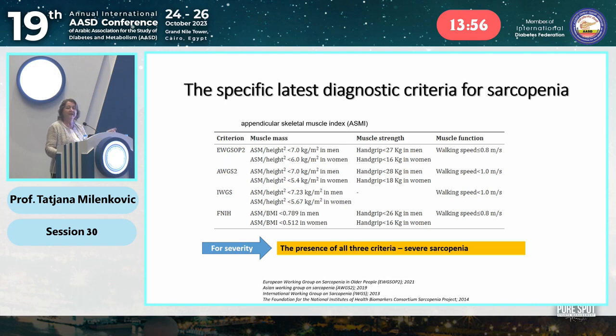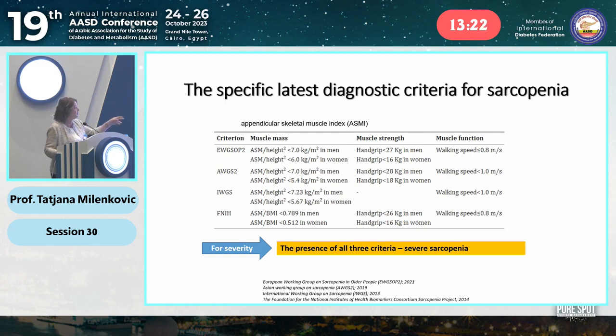There are many criteria for the diagnosis of sarcopenia, depending on which society is suggesting them. Maybe the latest is from 2021, from the European Working Group on Sarcopenia in Older People. As you can see, three criteria are needed to diagnose sarcopenia. The first is muscle mass, then muscle strength, and finally muscle function.